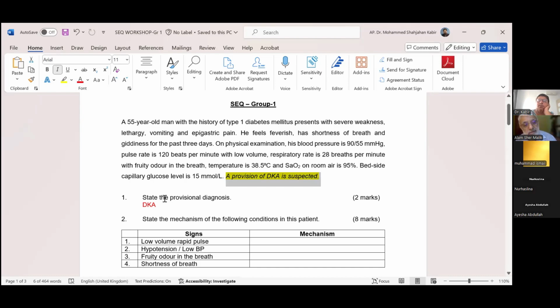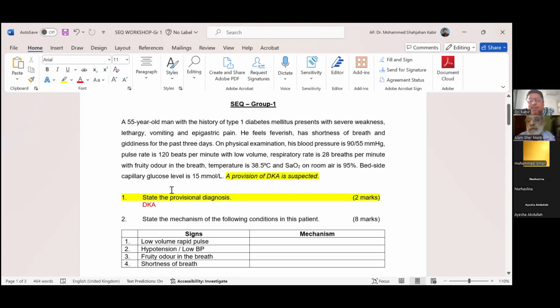Like the example I showed you, where we even wrote that if the answer was space occupying lesion or abscess, then no marks would be given. So that is possible. But the major issue in SEQ is these subsequent questions which are dependent. So that creates a problem.